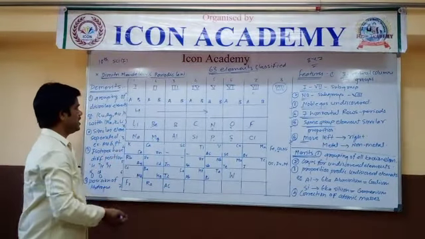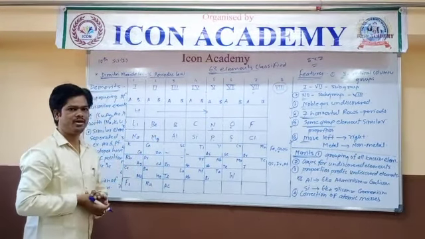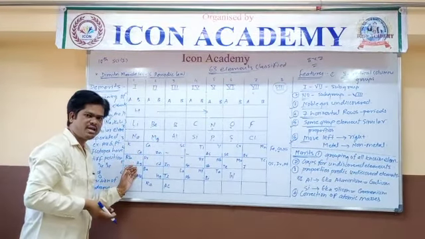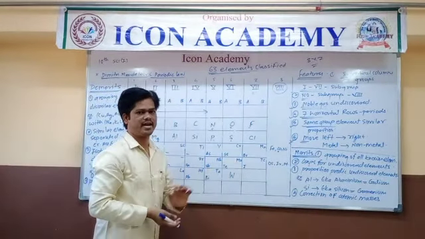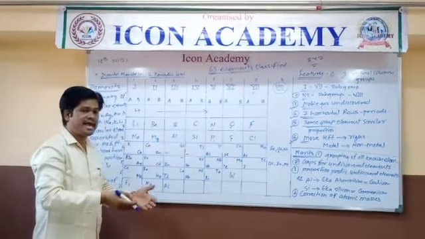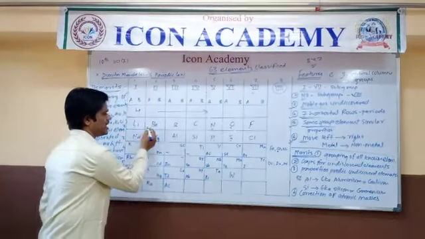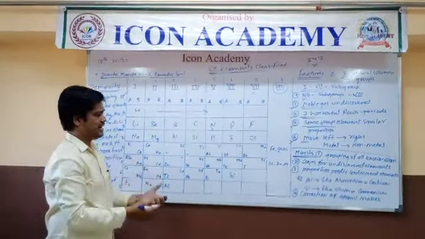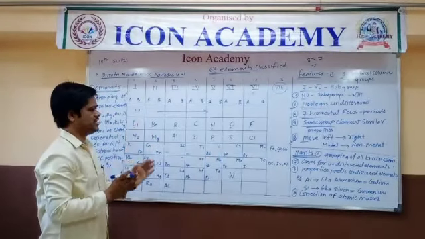Then, the elements on the left side of the periodic table are lighter elements, and the elements on the right side are heavier elements. Why are they heavier? Because the elements have higher atomic mass as we go from left to right. These are the important features of Mendeleev's periodic table.